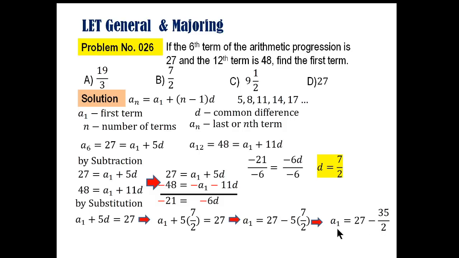To solve for a sub 1, we're going to cross multiply. That's 2 times 27, that's 54, minus 35 over 2, and a sub 1 is equal to 19 over 2, because 54 minus 35 is 19, over 2, or 9 and 1 half. So this is what we're looking for. The value of a sub 1 is equal to 9 and 1 half. So obviously the correct answer is letter C.